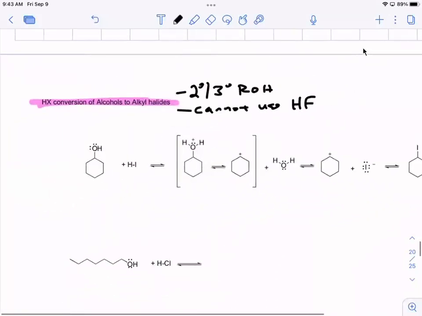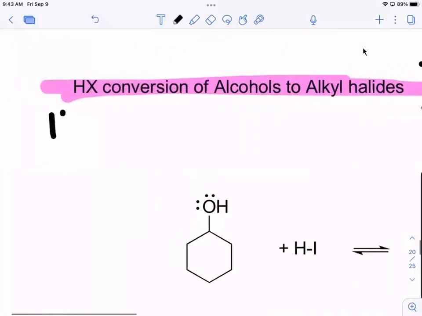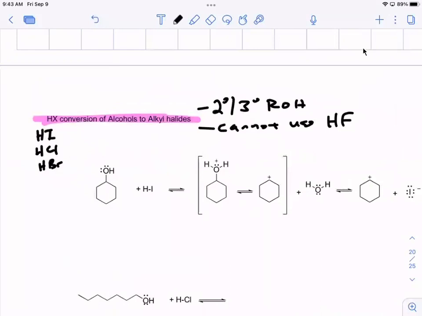That doesn't work. All right, you can use HI, HCl, or HBr. But the fluorine is not a good enough nucleophile. It's actually a terrible nucleophile. So it doesn't work with this particular reaction.